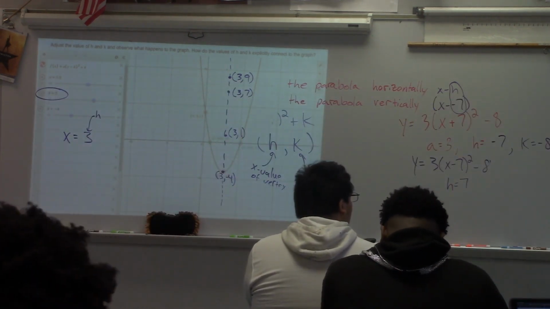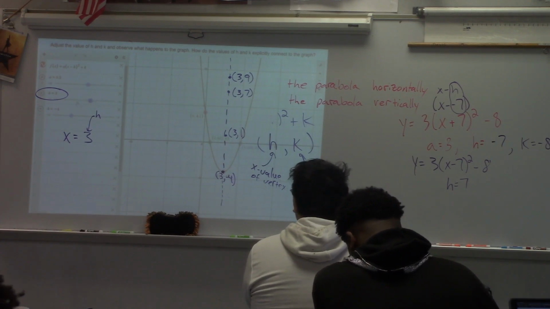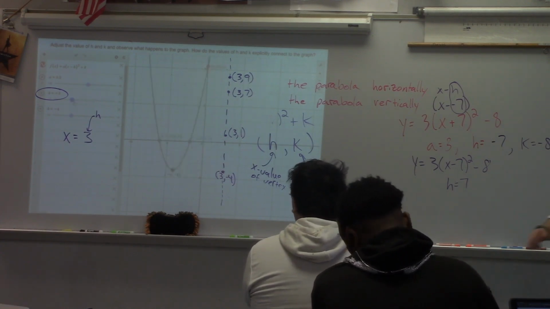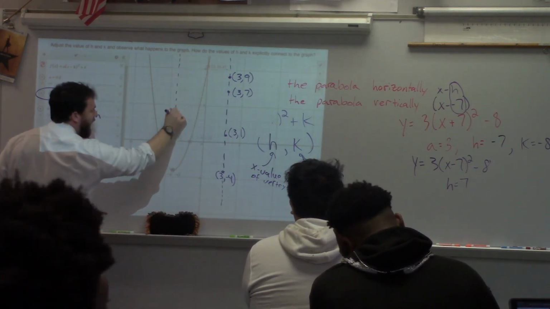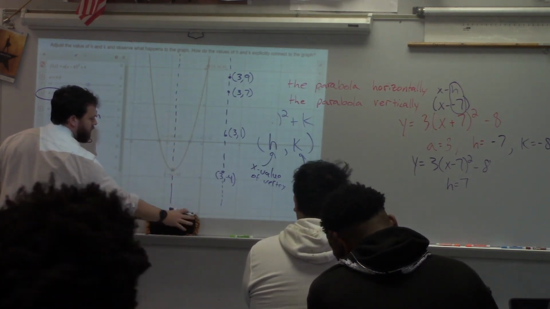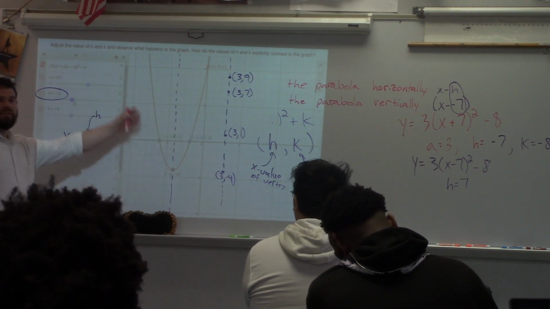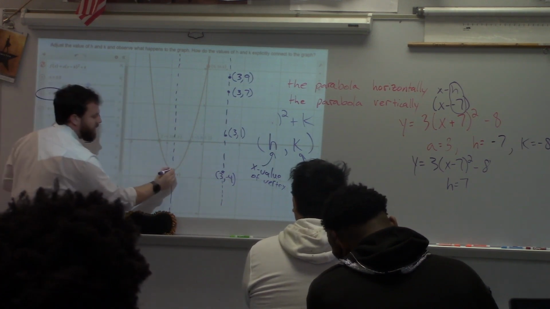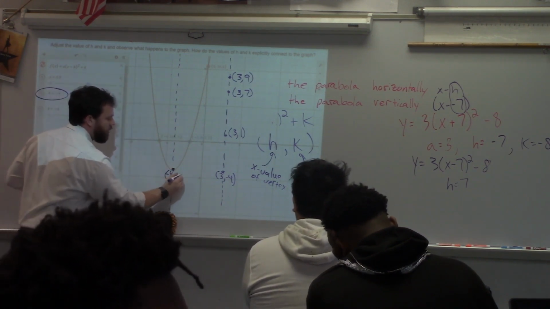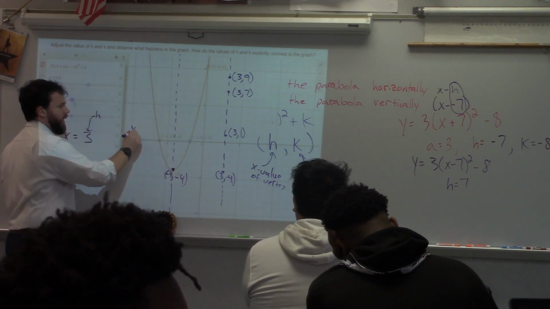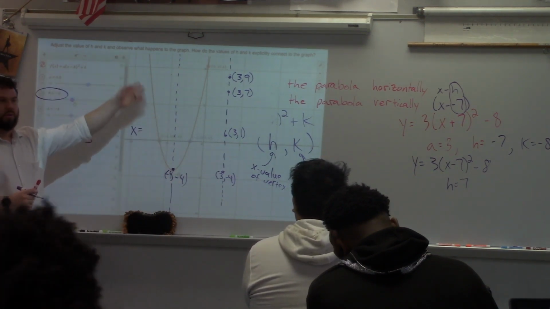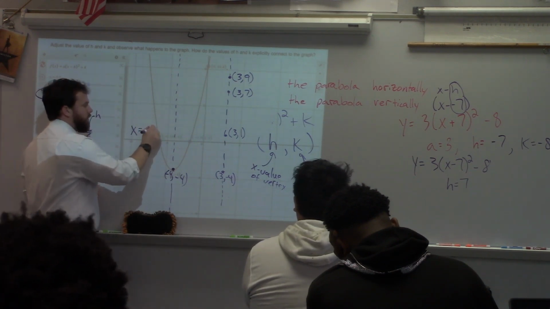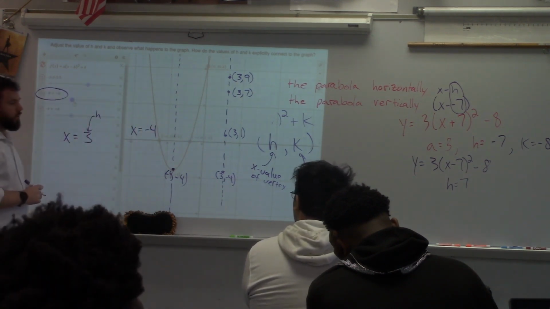Okay, so let's change this parabola really quickly. Now my parabola's over here. And this is my axis of symmetry. What would the equation for that axis of symmetry be if this point is -4? X equals, is every x value -4 on that line? Yes. X equals negative 4.